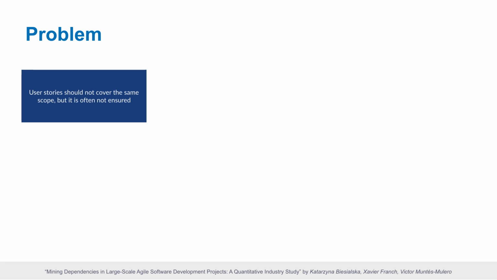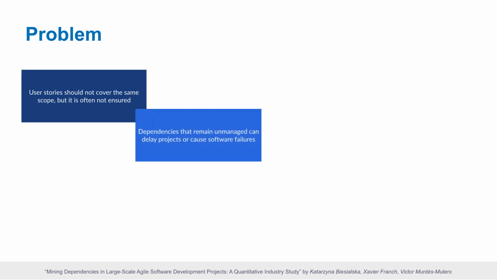So user stories should have no overlapping scope, yet often this is not the case. It is noteworthy that dependencies that remain unmanaged, be it misidentified or ignored, can generate significant delays due to hindered progress, or be even a source of serious software and system failures.